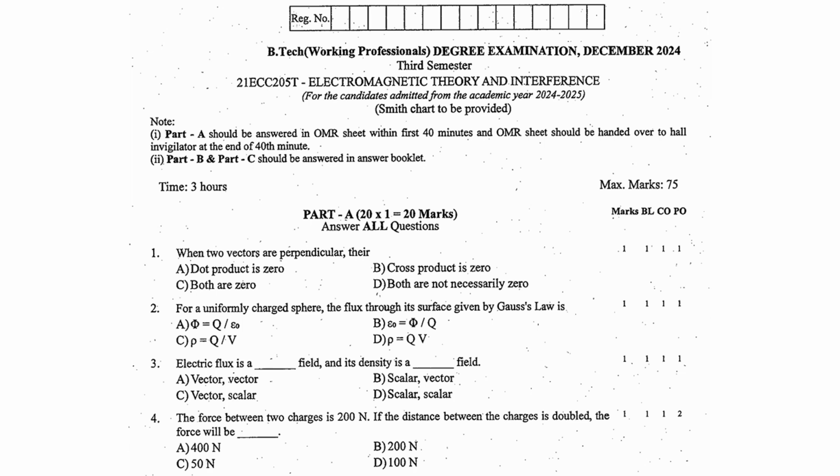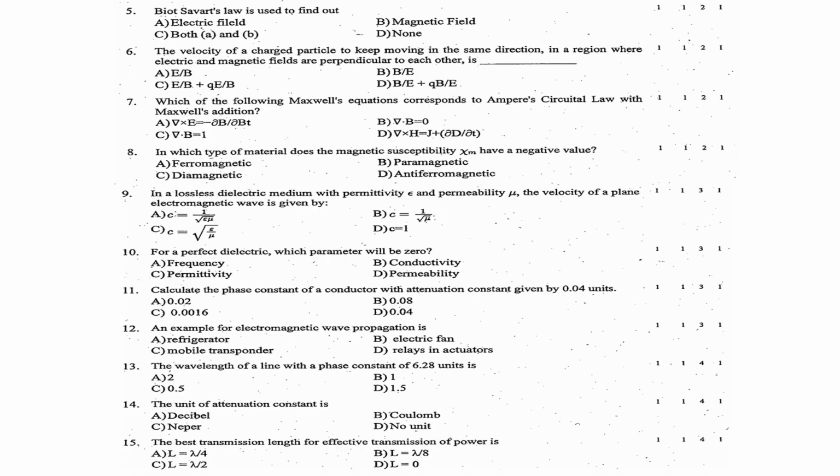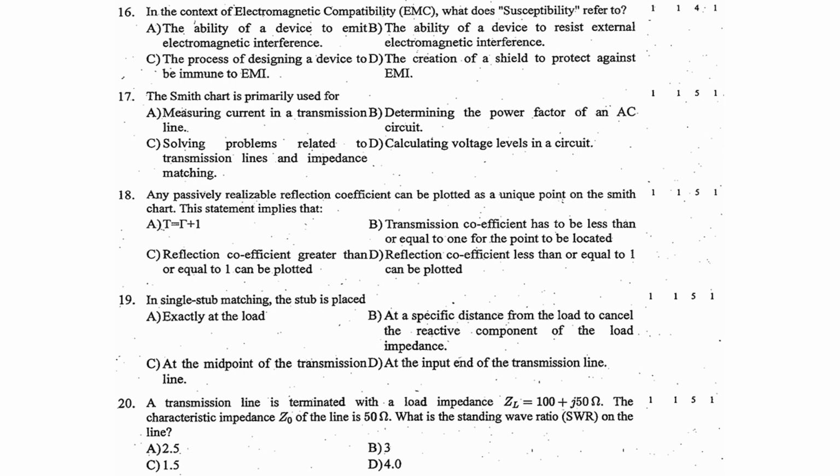So here is the question paper for December 2025. If you see the pattern, there are 20 objective questions. Out of the 20 objective questions, each unit will contain 4 questions. So here it is from unit 2, 3 and 4. So totally there are 20 objective questions.